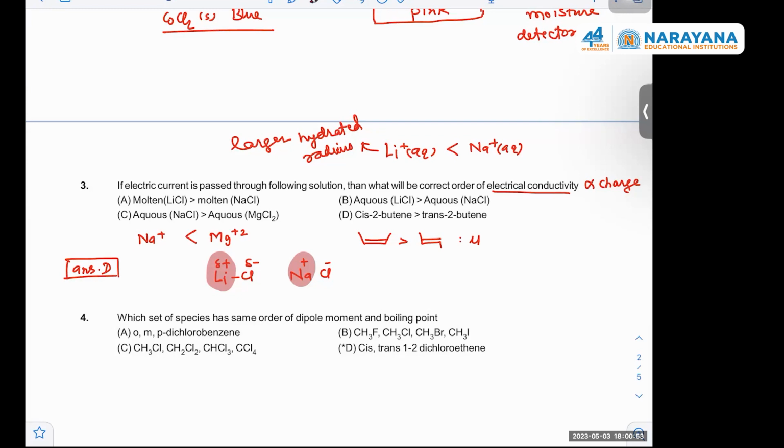On what basis do we say that? By these charges, being a liquid, it will have more tendency to attract towards the electrode, right?